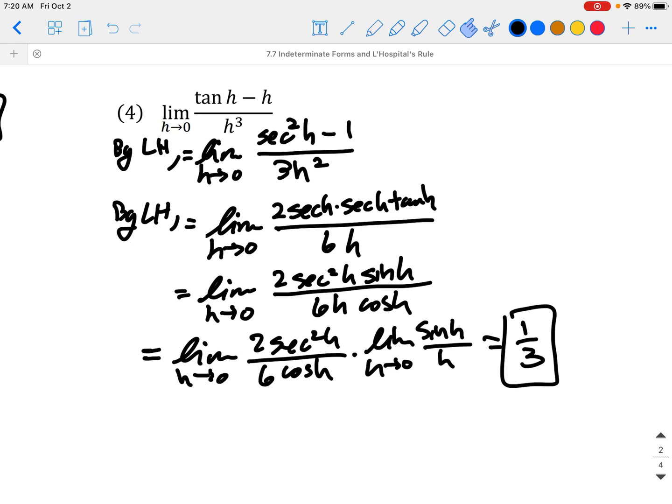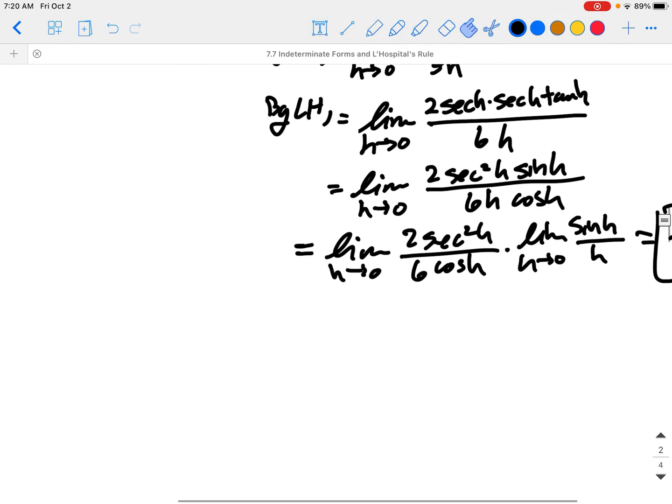So again, be on the lookout for some of those special trig limits. The other one is the limit of cosine h minus 1 over h is 0, so look out for that as well to show up possibly in the future.